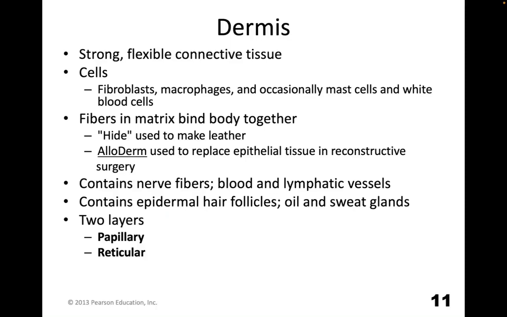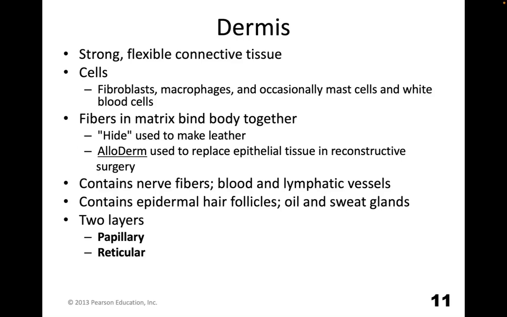So let's talk about the dermis now. It's made of strong, flexible connective tissue. There are a lot of different cell types that we're going to talk about. We do have fibers in that matrix that help to keep everything together. And the analogy that I can use is that it's basically like the hide used to make leather.